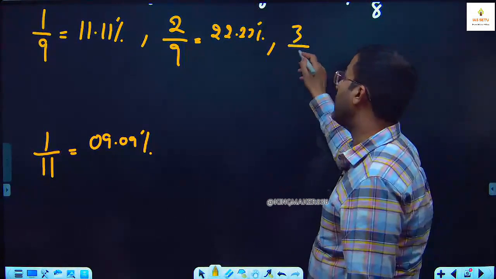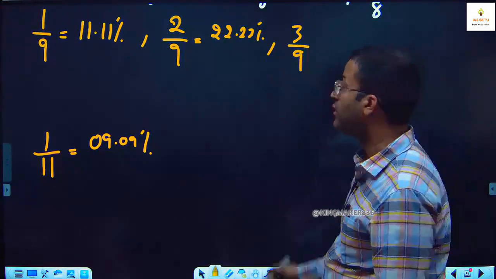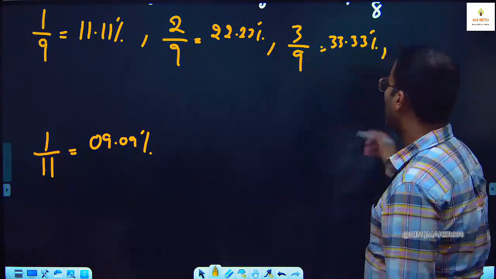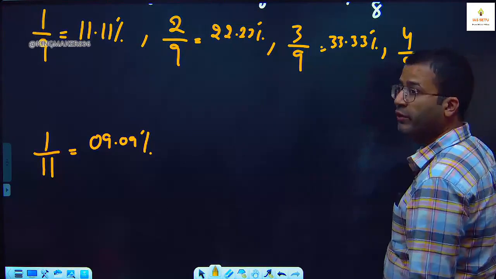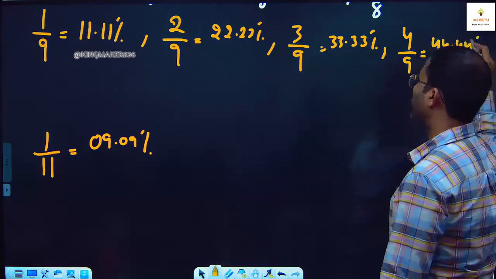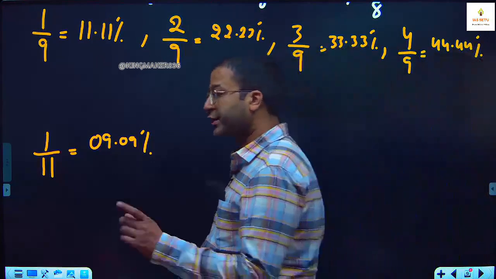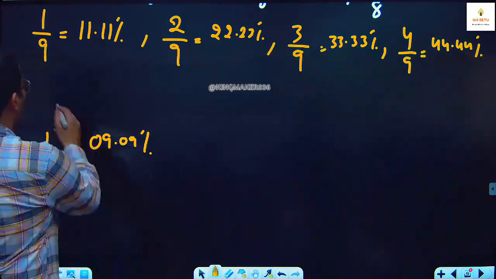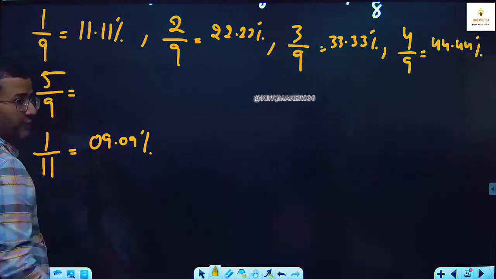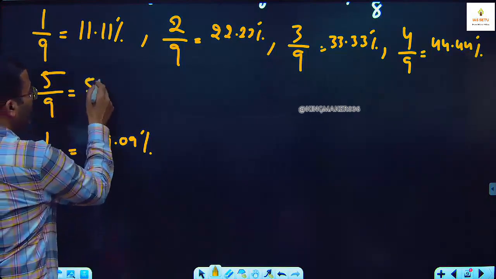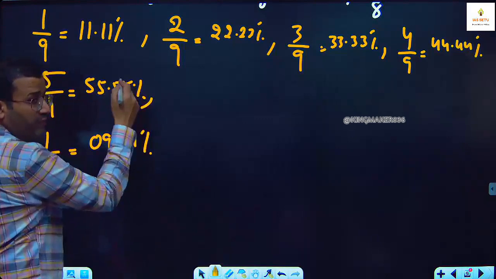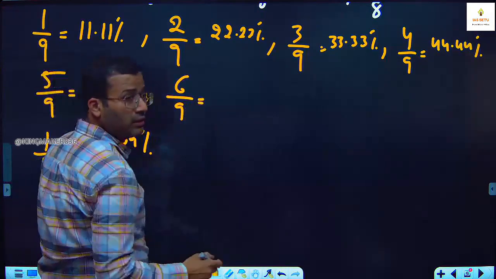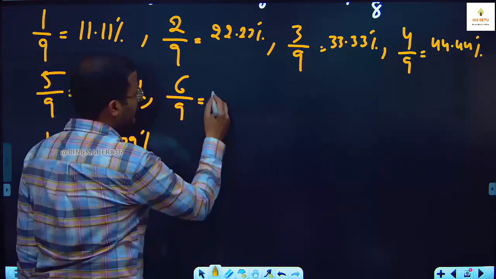Similarly, 3 by 9, it will be 3 multiples of 11, so 33.33%. 4 by 9, 4 multiples of 11, 44.44%. When the denominator is 9, the percentage is a multiple of 11. 5 by 9, tell me 5 by 9. 11 5s are 55, so 55.55%. Next is 6 by 9, 66.66%.